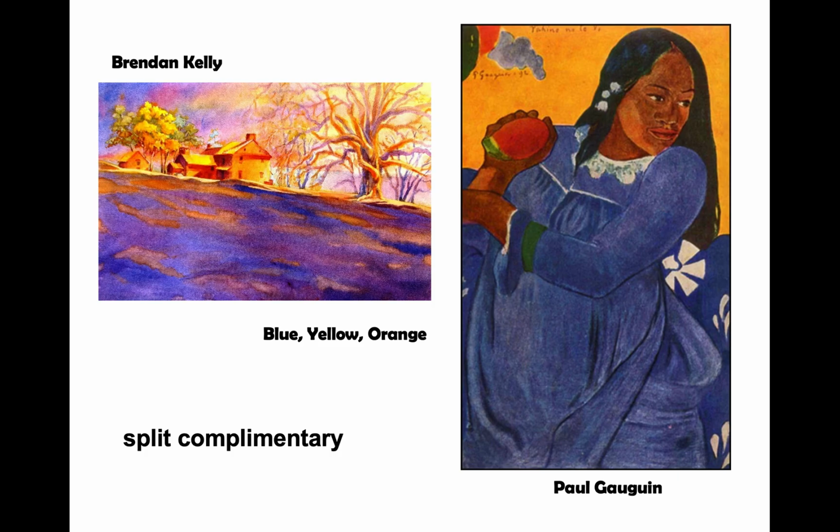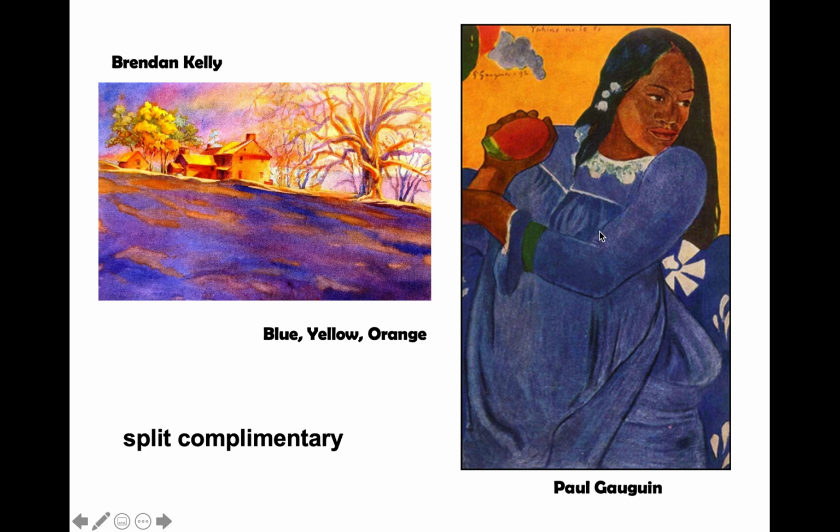Split complementary. This employs colors adjacent to one another in complementary pairs. So, for example, the blue background is used with the yellow and orange, and not just a pure hue orange, but you know, there's variations in value and so forth.